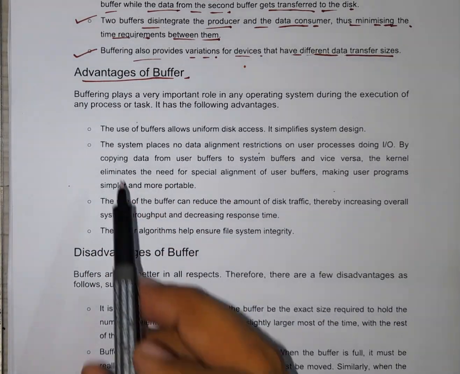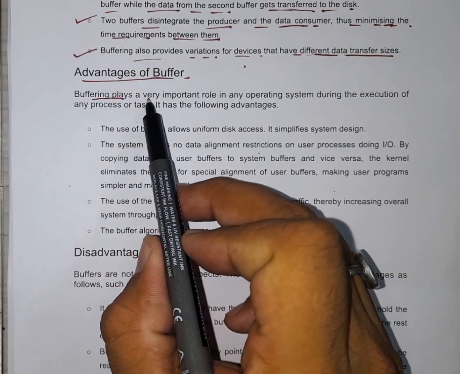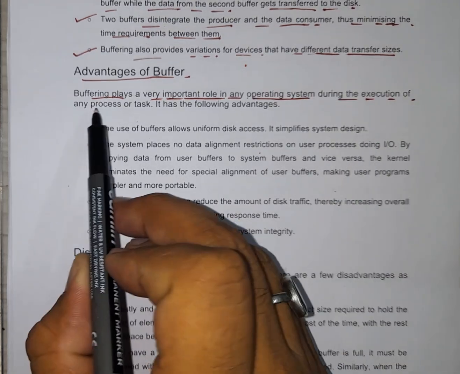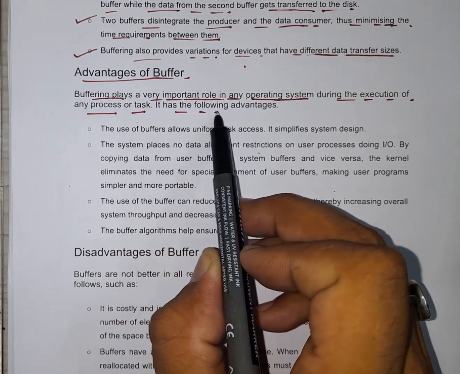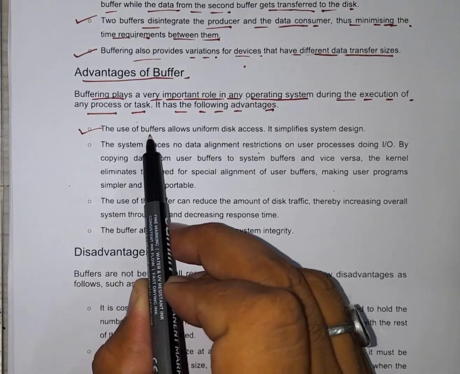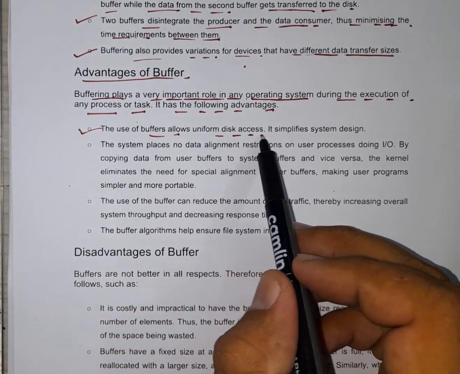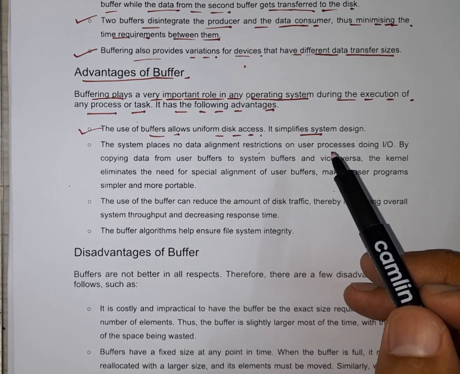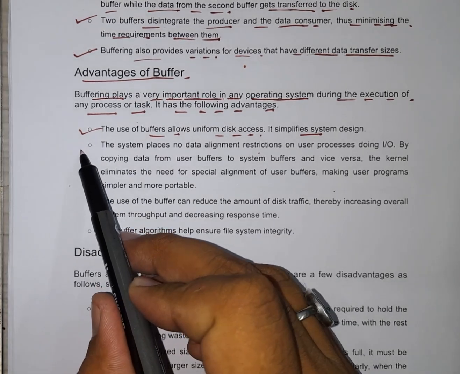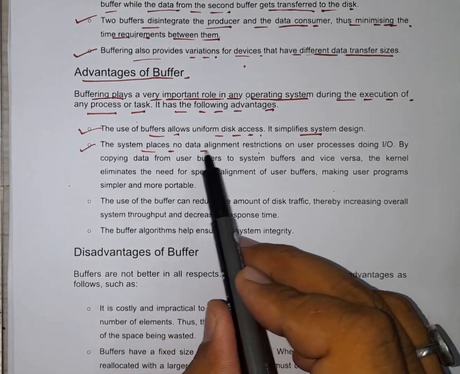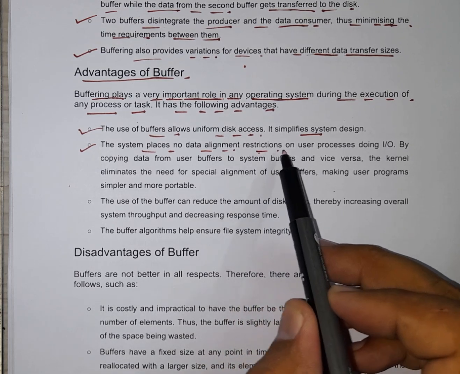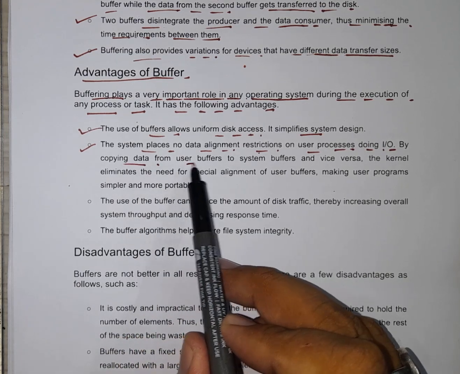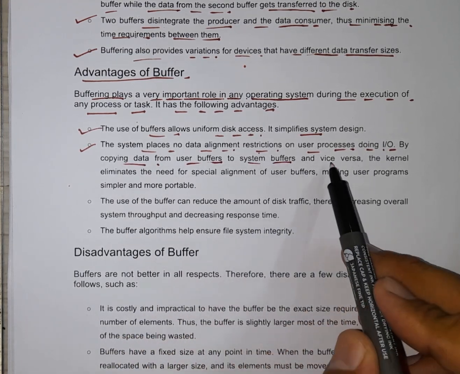Advantage क्या होता है बफर का? Buffering plays a very important role in any operating system during the execution of any process or task. It has the following advantages. Use of the buffer allows uniform disk access and simplifies the system design process in the buffering. And another one is the system places no data alignment restriction on user process during input output by copying data from user buffer to system buffer and vice versa.